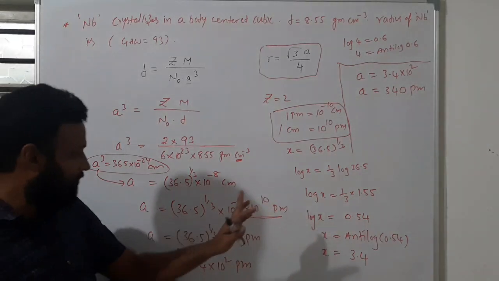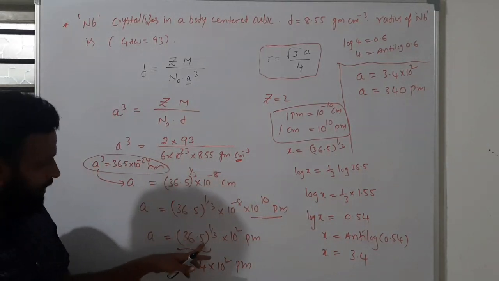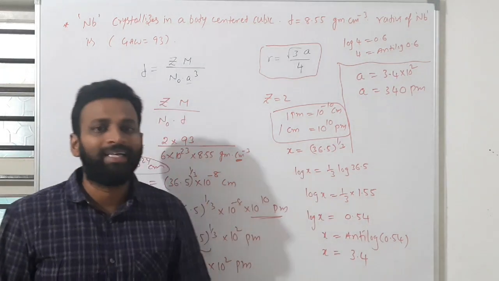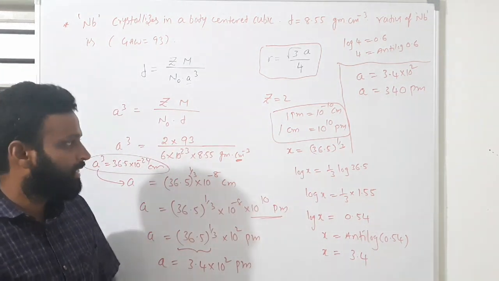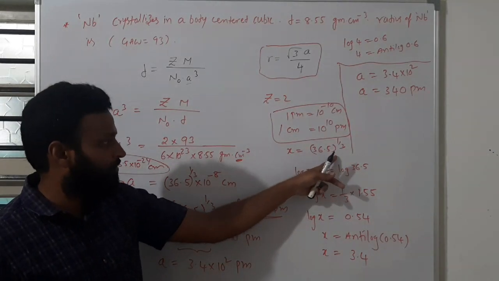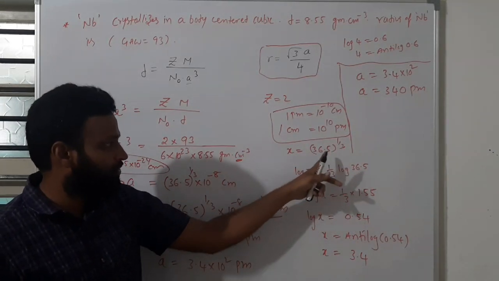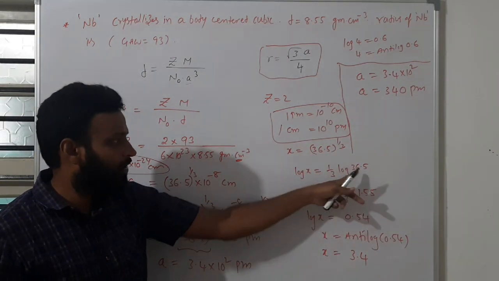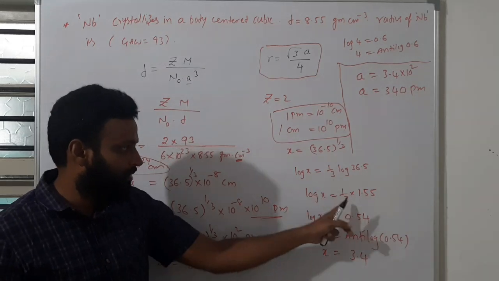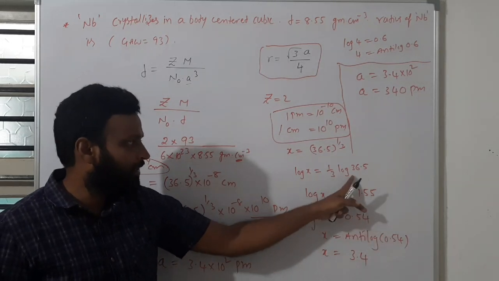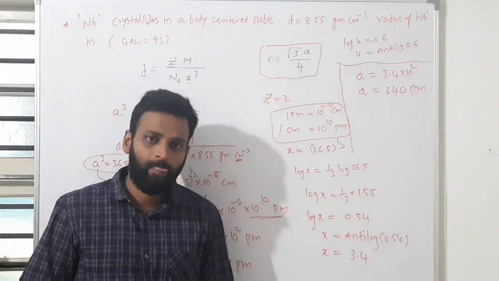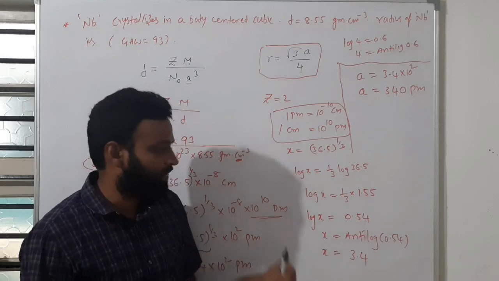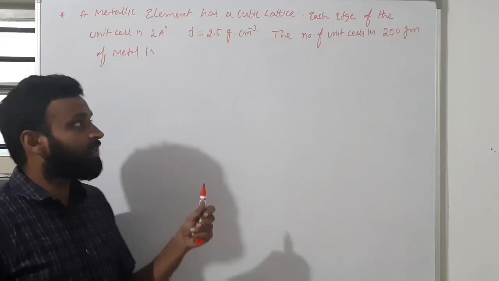Got it? So here what I did is this 36.5 whole power 1 by 3; how to simplify I explained here. So x is equal to 36.5 power 1 by 3, log x is equal to log a power n, you know, n log a. So 1 by 3 log 36.5. So log x is 1 by 3 into 1.55, the log 36.5 value. In that way you have to simplify. Got it?